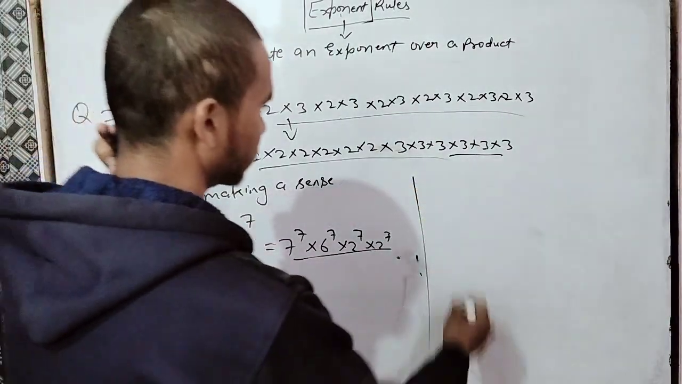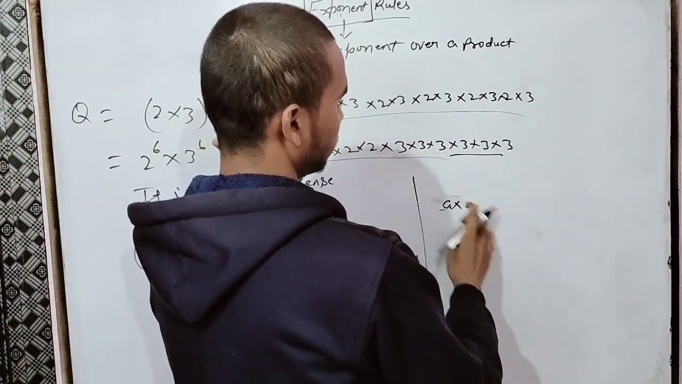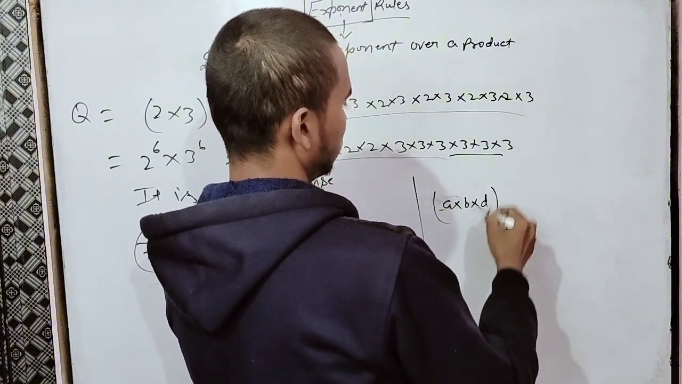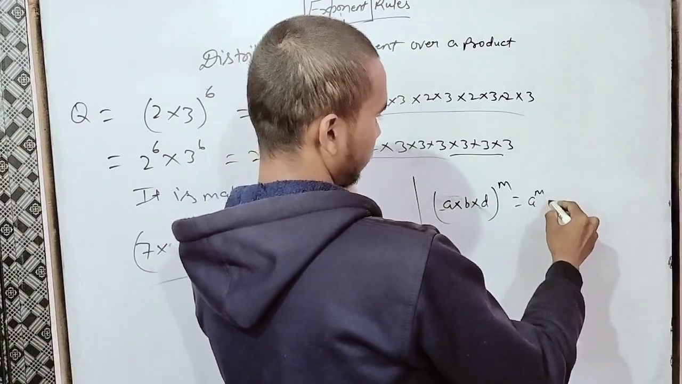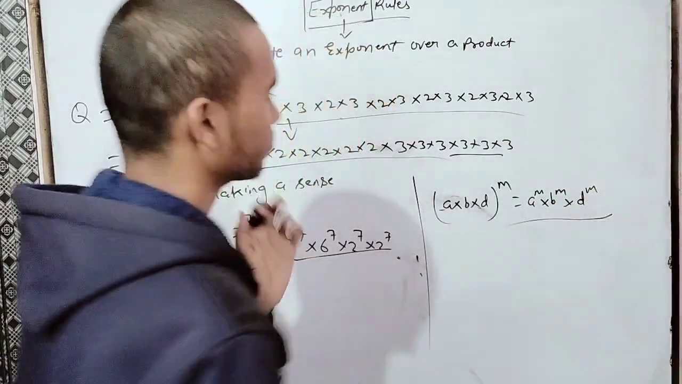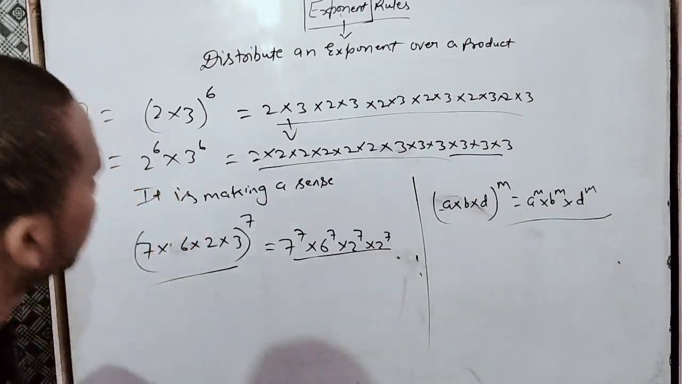The bases are different. So it is saying A with M, B with M and D with M, in alphabet is written like that. Now the second is the quotient. Just have a look.